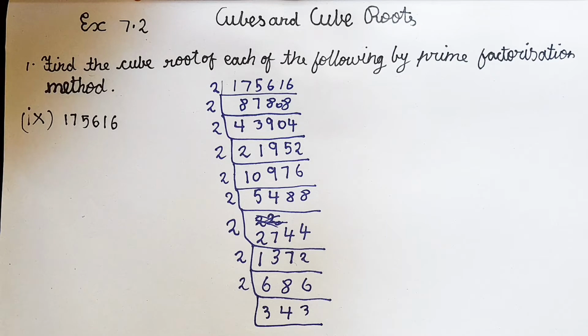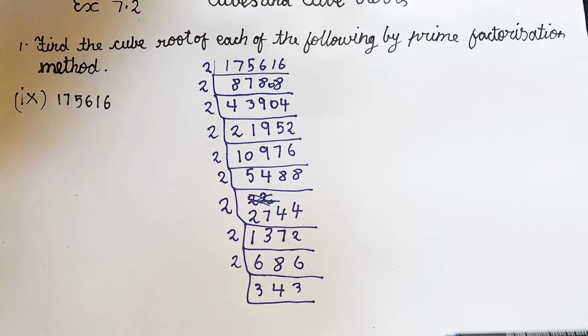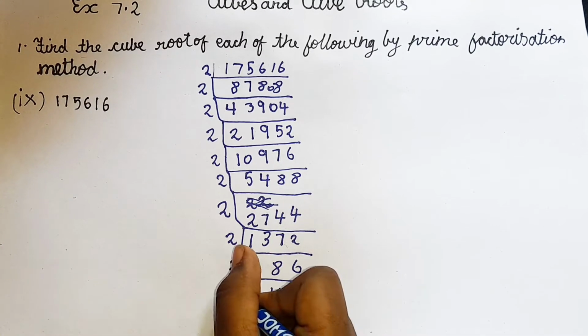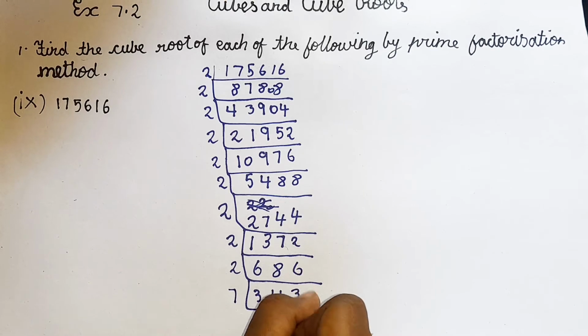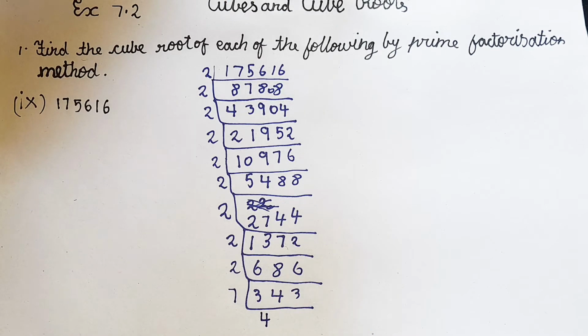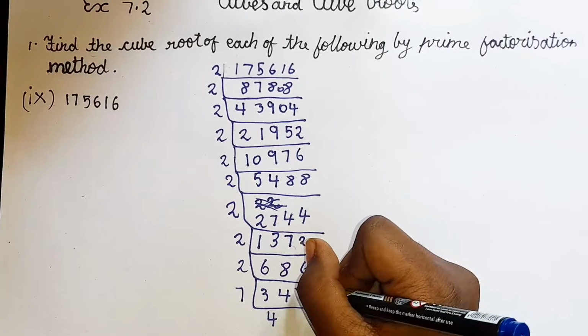So here we have 3, 4, 3. So here we have 343. So this is divisible by 7. Okay, so let's take 7 table. So 7 4s are 28. So 28, right? 29, 30, 31, 32, 33, 34. So 6 numbers we should take as carry. So let's write 6 here.